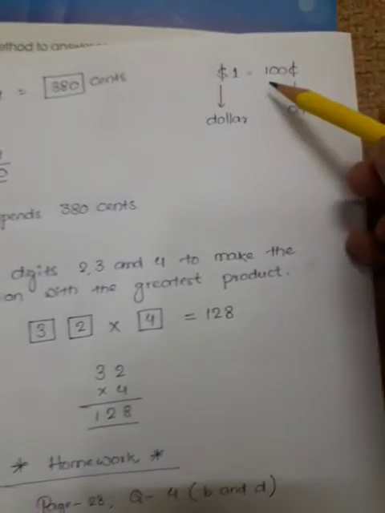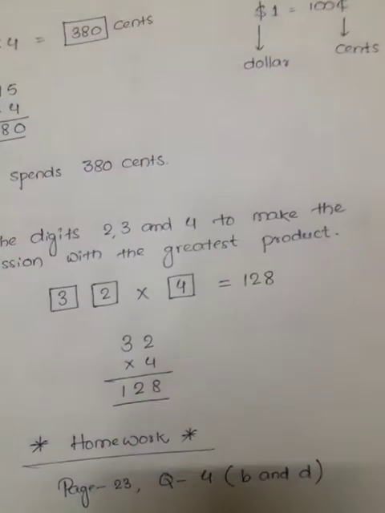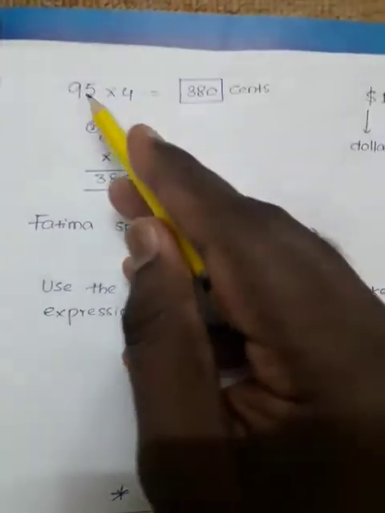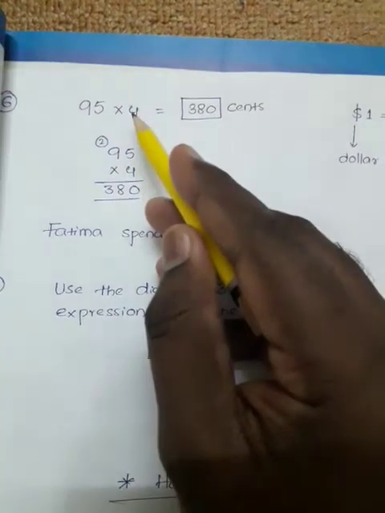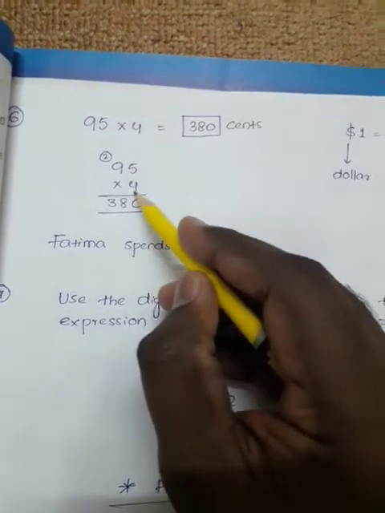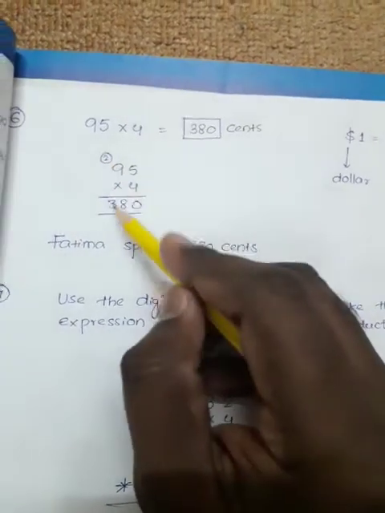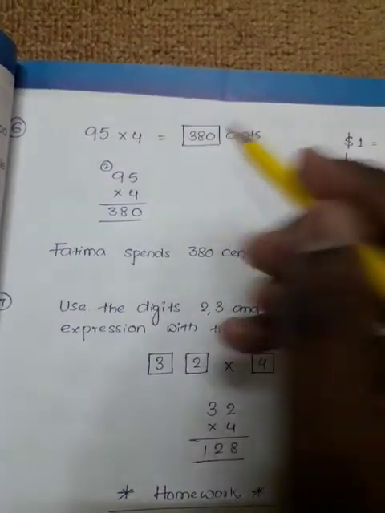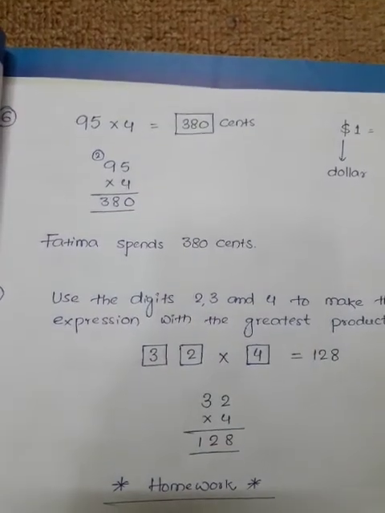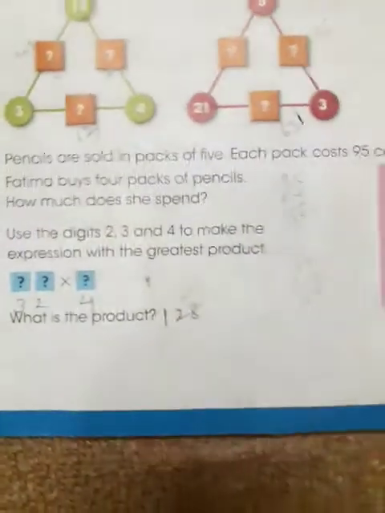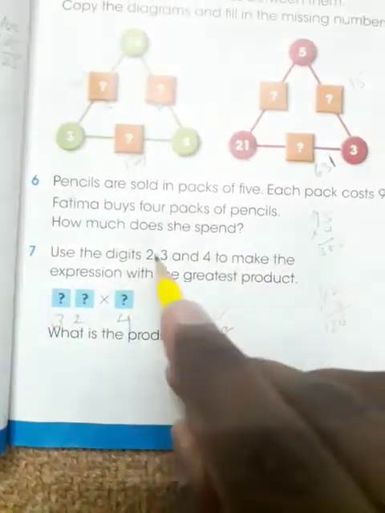First of all remember, $1 equals 100 cents. So now here one packet is 95 cents. What is the cost of 4 packets? So 4 5s are 20, 0 and 2 carry. 4 9s are 36, 36 plus 2 is 38. So 380 cents. The 4 packets cost 380 cents.